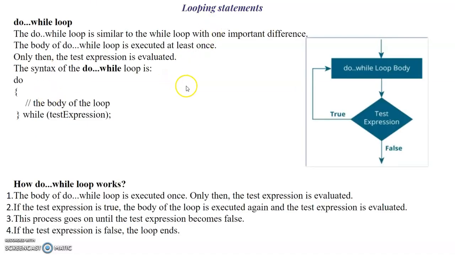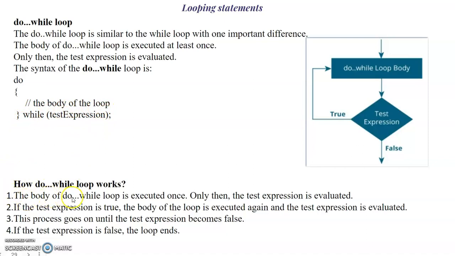Next is the do while statement. The do while loop is similar to the while loop, with the important difference that the body of the do while is executed at least once. Only then is the test expression evaluated. The syntax of do while is do, block of statements, followed by while, test expression. In the case of for and while, the test condition is evaluated first and then the body, whereas in the case of do while, the body executes first and then the while test expression gets evaluated.